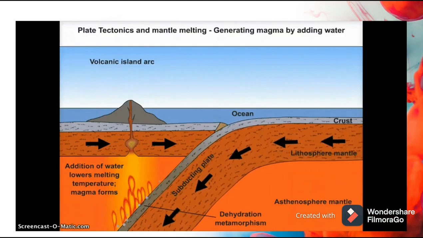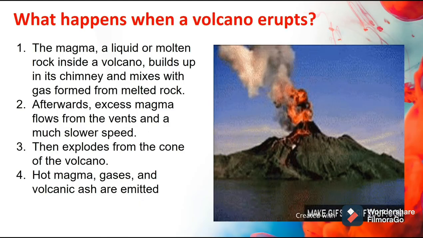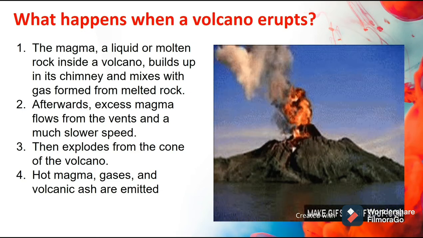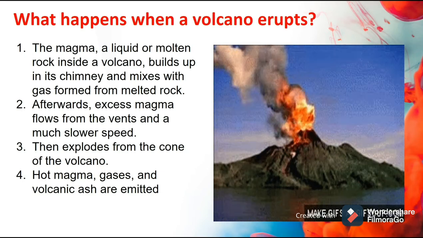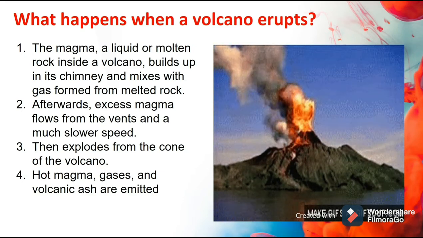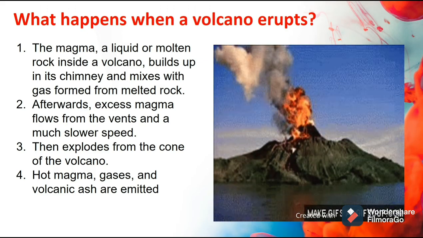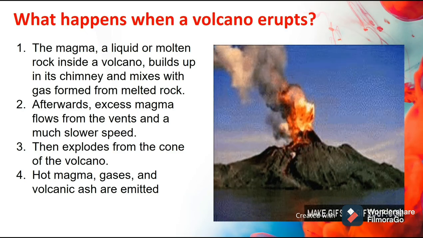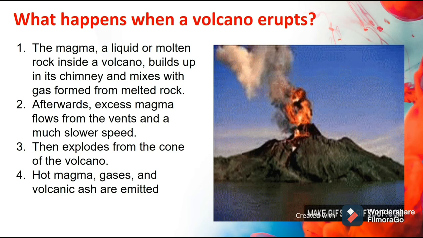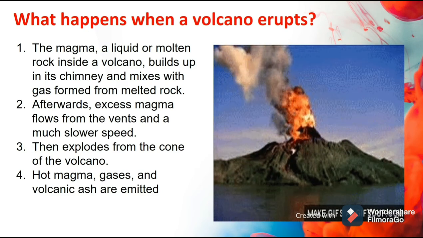What happens when a volcano erupts? The magma, a liquid or molten rock inside a volcano, builds up in its chimney and mixes with gas formed from melted rock. This magma is eventually forced out through the vents, resulting in dangerous, bright orange jets of lava being shot hundreds of meters into the air. Afterwards, excess magma flows from the vents at a much slower speed.